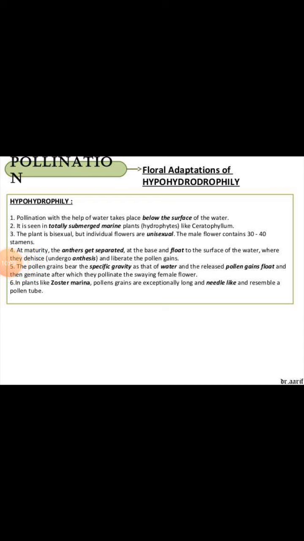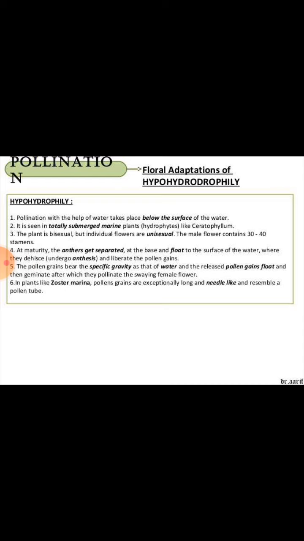Next, another abiotic agent of pollination, hydrophily. The pollination is done by what? Water. This is called hydrophily. Mostly it is called hydrophilous. There is epihydrophily, and the lower one is called hypohydrophily.